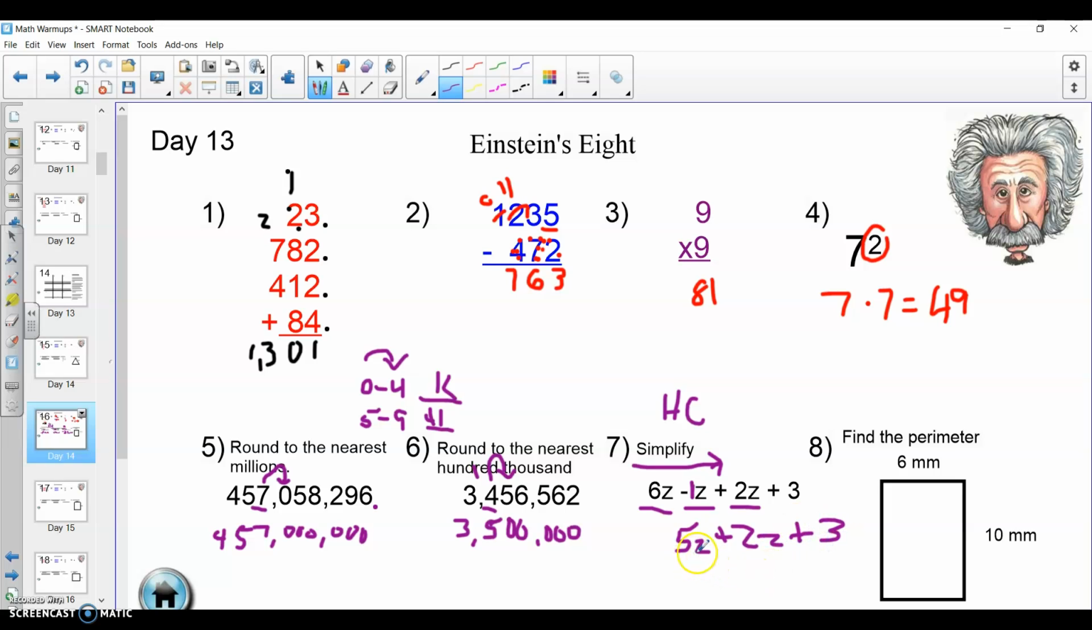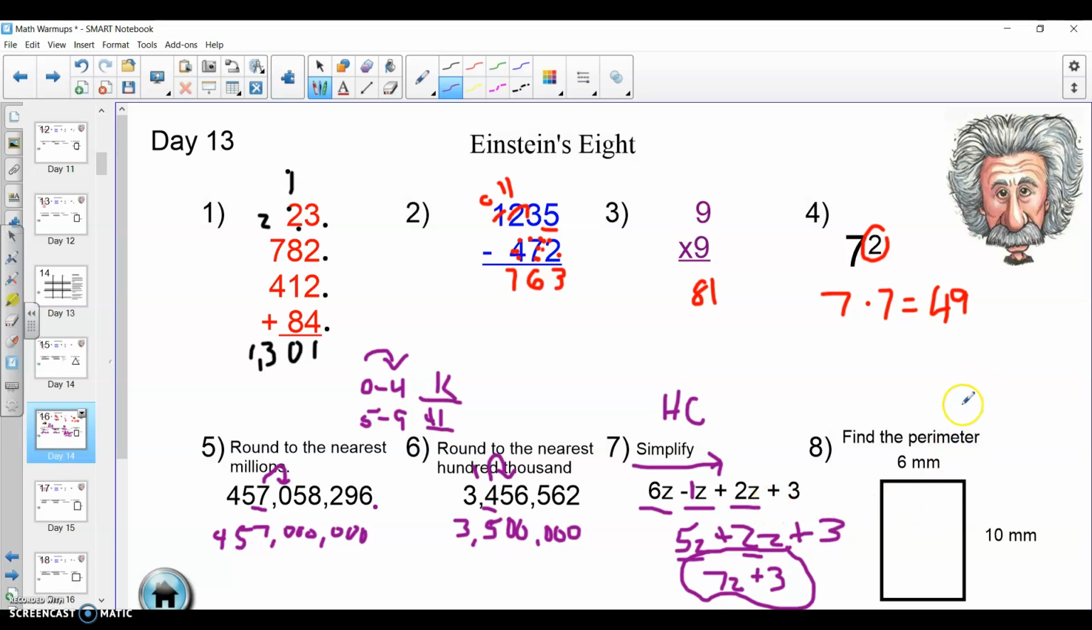And back to what Stefan said, go ahead and just combine the z's. So we still have these two here. 5 plus 2 gives me 7z. And can you combine the 3 with the 7z? No, you cannot. So there's your answer for today. And the only way you would be able to solve this is if I told you the value for z. All right.